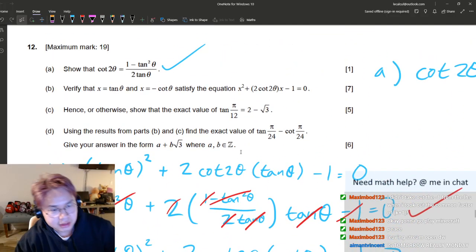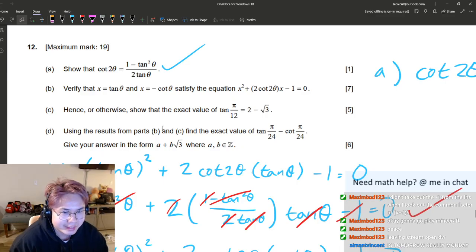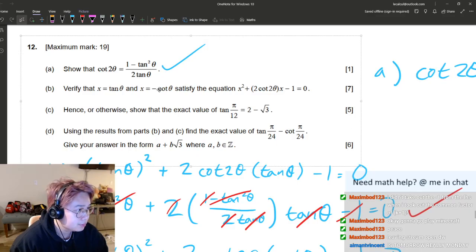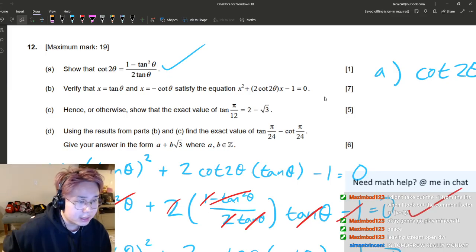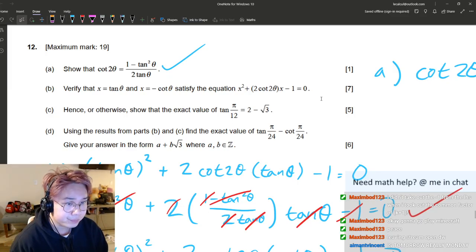Alright, and then last question. Using parts B and C, find the exact value of this. Give your answer in this form. So, part B says that we have 2 roots. And then, notice that we just add those 2 roots together. Since we're talking about roots of a quadratic, we can use Vieta's sums.